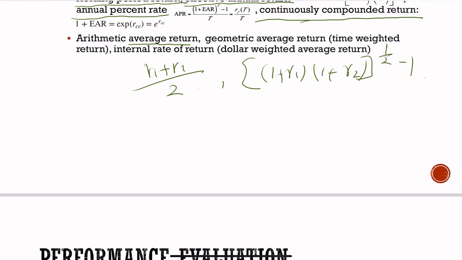The internal rate of return, which is also called dollar weighted average return. And you have a homework which specifically talks about this. So you should be able to solve all these kinds of returns.